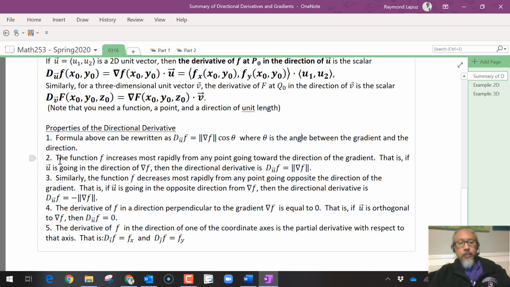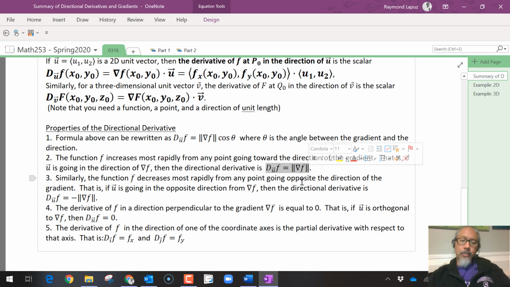The second property: the function increases most rapidly if you're going in the direction of the gradient. So this is essentially one of the properties of the gradient, and it's related to the directional derivative in this way, aside from the formula itself. So not only is the direction of fastest increase the gradient, but you can actually find the value of the fastest increase, and that value is going to be the magnitude of the gradient.